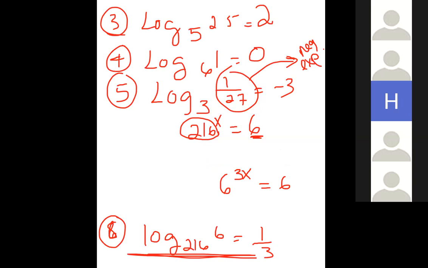Now, what you will notice is that the bases are equal to each other. So if the bases are equal to each other, that makes the powers equivalent to each other. Now, the 6 here has a power of 1. So you take the 3x, set it equal to 1, and divide both sides by 3. So you get x equals 1/3. And there you are. That's the inner workings of these problems.